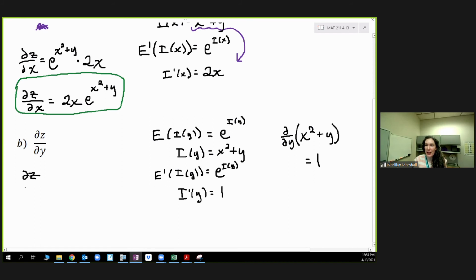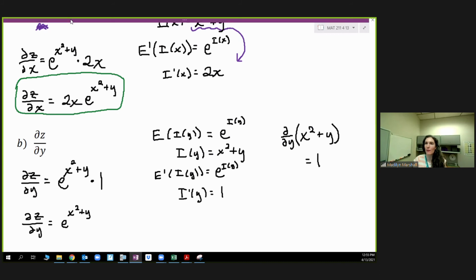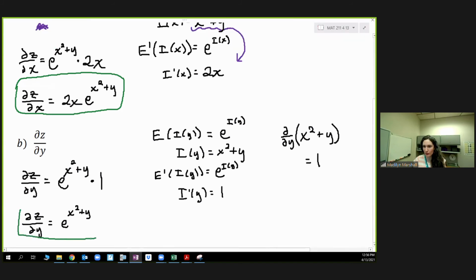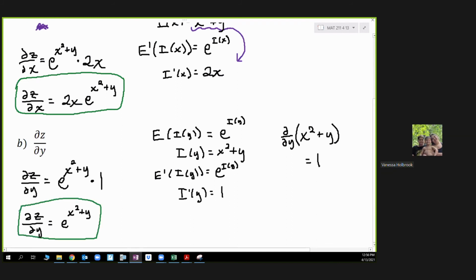So our dz dy in this case is our exterior, or excuse me, our derivative of our exterior, which is just the function we started with, times the derivative of the interior, which is just 1. So we don't actually need that. That was a lot of work to go back to where you started. Yeah.